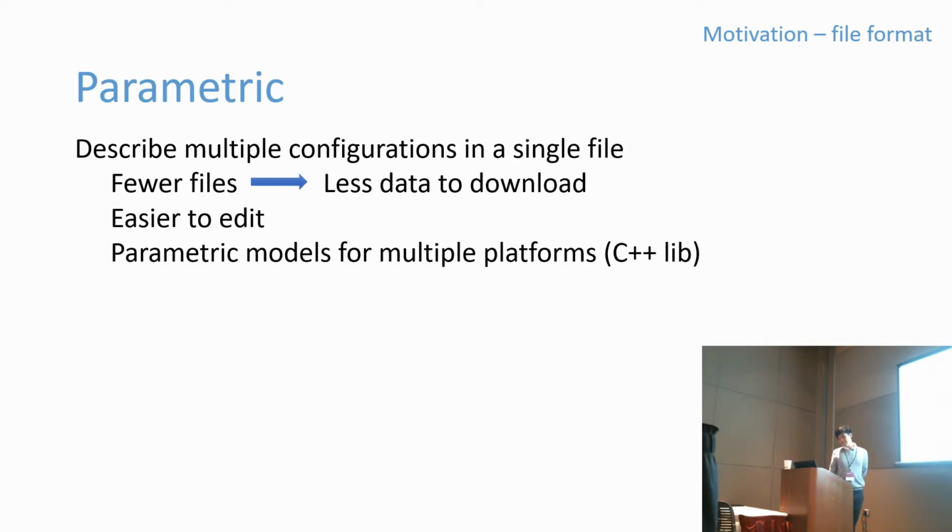And of course, parametric. When you have one file instead of 500 files to represent one symbol, it's much less data to download. If you have to change something, you don't have to change it in 500 different files. You just change it once, which is nice.